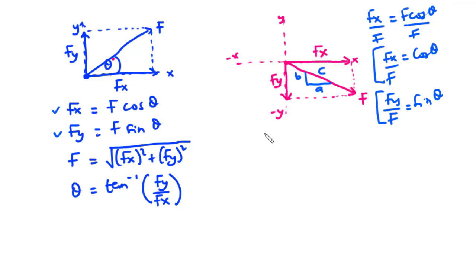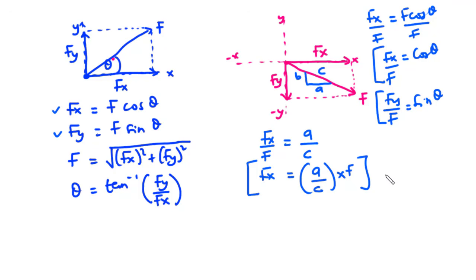Now for Fx, we have Fx over F, that is equal to, now let's compare. Fx corresponds with A because they are all moving along the same line. So Fx over F equals A over C, because F corresponds with C as they are also along the same line. Now we can cross multiply and then make Fx the subject. So we have Fx equals A over C, and then we multiply by F. So this is the formula for Fx.